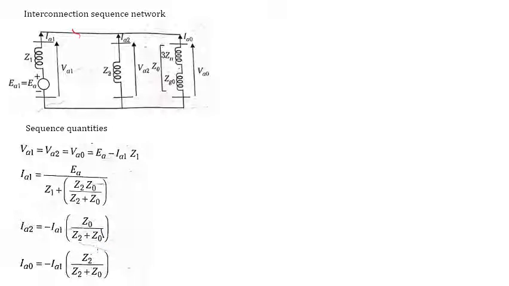Let us understand that this is the incoming current IA1, and these are the branch currents IA2 and IA0. To calculate the branch current, we apply the current division formula: branch current is equal to the incoming current times the impedance of the other branch divided by the total impedance. So IA2 is minus IA1 Z0 divided by Z2 plus Z0. Similarly for IA0, the incoming current is IA1, the impedance of the other branch is Z2, and the total impedance is Z2 plus Z0. So we get this equation.